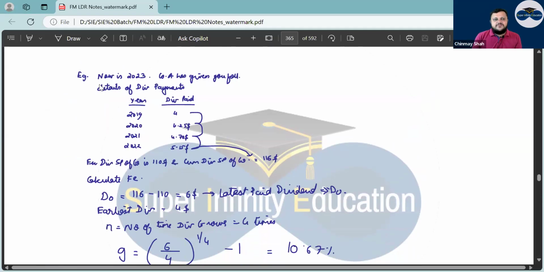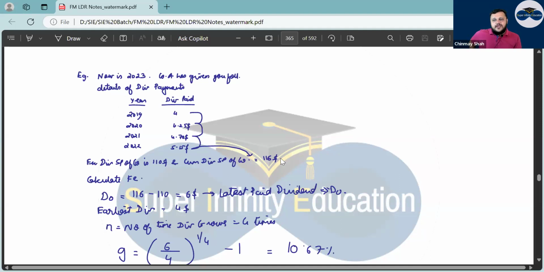Now is 2023. The company has given you the following details of dividend payouts for the years 2019, 20, 21, 22. Now is 2023. The ex-dividend share price of the company is 110. A dividend of 6 is paid today. Before that, 5.15, 4.7, 4.25 and 4. Now, how are you supposed to solve this question?